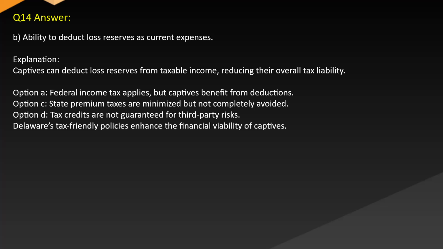Answer. B. Ability to deduct loss reserves as current expenses. Explanation. Captives can deduct loss reserves from taxable income, reducing their overall tax liability. Option A. Federal income tax applies, but captives benefit from deductions. Option C. State premium taxes are minimized but not completely avoided. Option D. Tax credits are not guaranteed for third-party risks. Delaware's tax-friendly policies enhance the financial viability of captives.